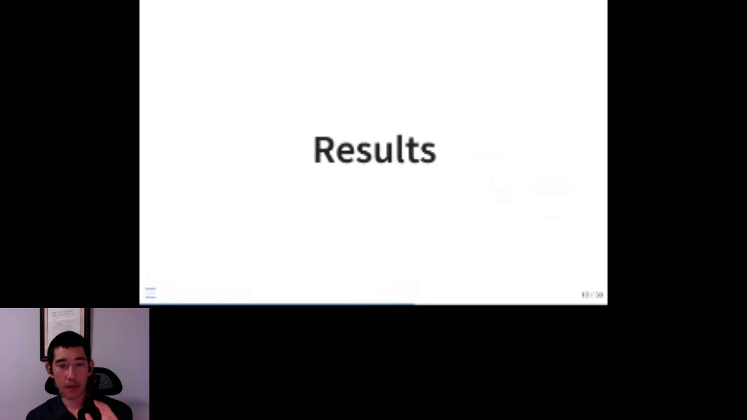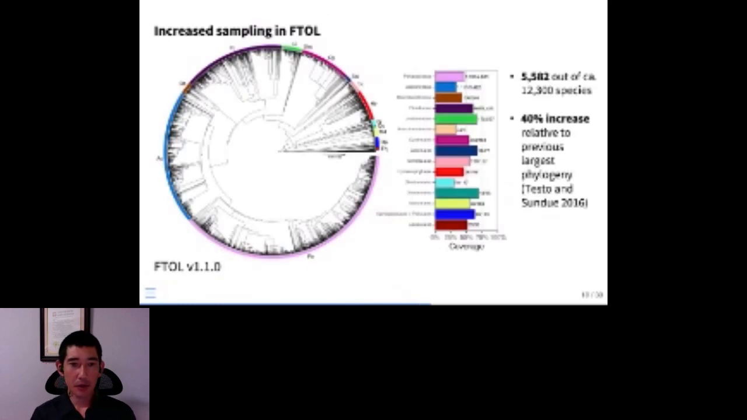All right, so those were some features of the pipeline, and now I'd like to show our results. So this is the Fern Tree of Life, or FTOL, version 1.1.0. It includes 5,582 species out of an estimated 12,300 or so extant species, so getting close to 50% sampling at the species level. And this is a 40% increase relative to the previous largest fern phylogeny. An important thing to stress here is that this is an increase, which is great, but we don't want to have this one tree be finished and not do anything more with it. We do plan to continuously update this.